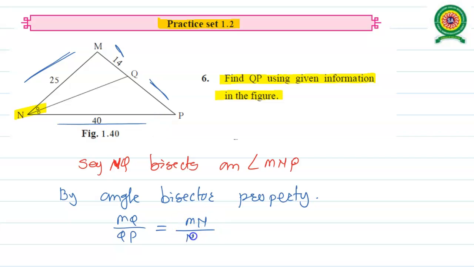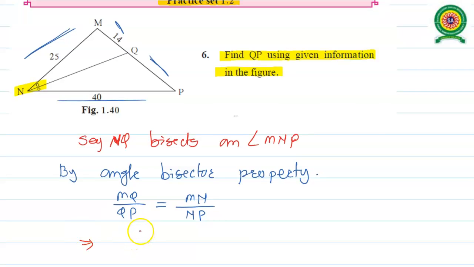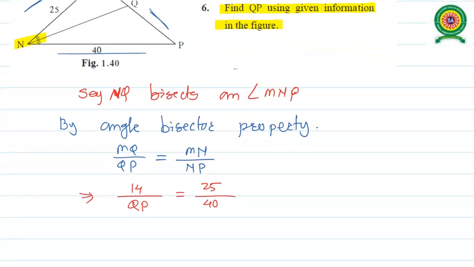Try to replace whatever known segments we have by their values, so that MQ equals 14, as given on the figure. Next we have to find QP, so keep QP as it is. MN equals 25 and NP equals 40. Since QP is located in the denominator, we take the reciprocal on both sides.